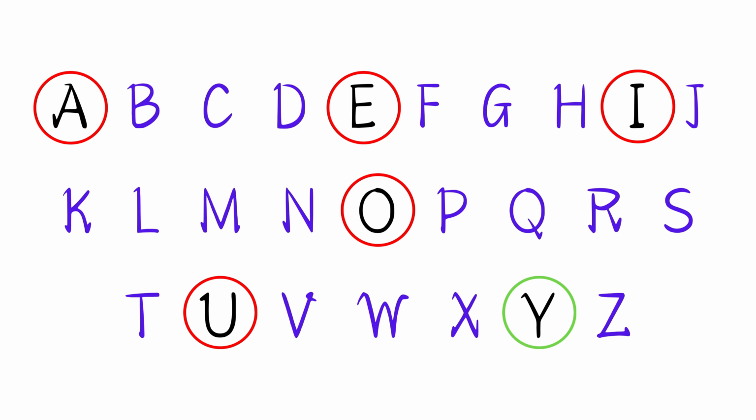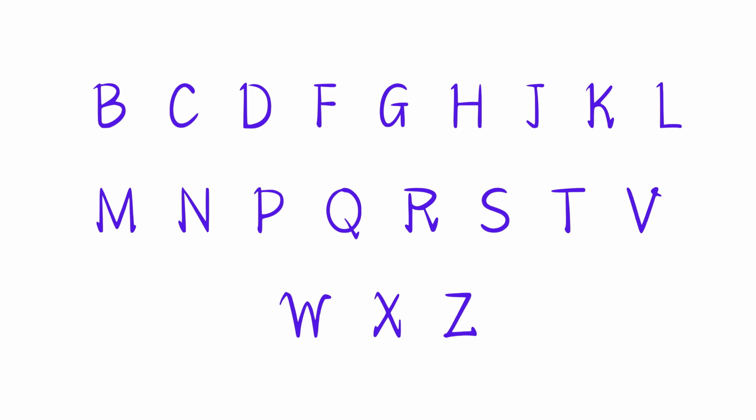Here are the consonants: B, C, D, F, G, H, J, K, L, M, N, P, Q, R, S, T, V, W, X, Z. Each consonant has its own sound.